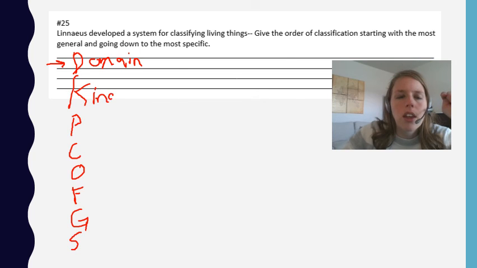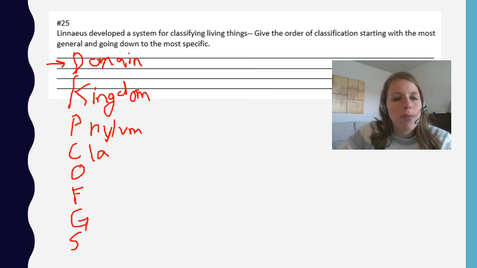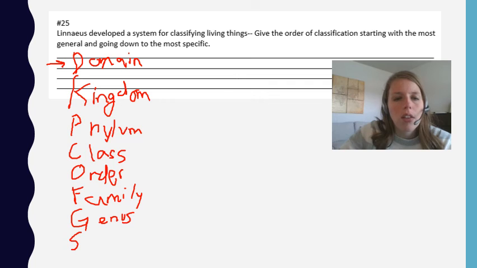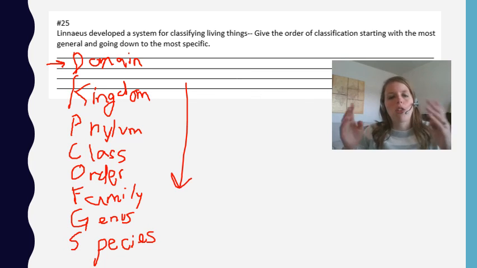Then kingdom. And then phylum, P-H-Y-L-U-M. Class. Order. Anyone know what the F is? Family. Genus. And species. So that's right. It starts with most general, and as you go down the list, it gets more and more specific.